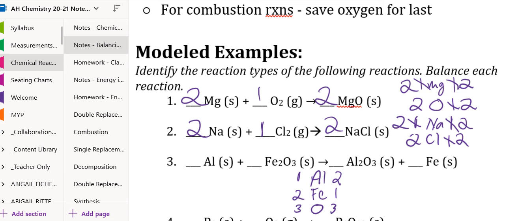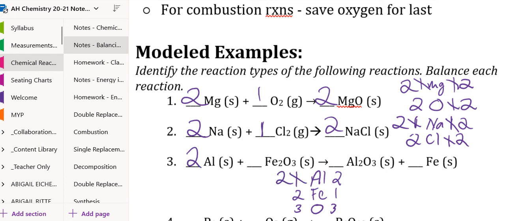So the good news is the oxygens right now are balanced, right? So do I need right now to add a coefficient to the Fe2O3 or the Al2O3? No, because the oxygens are balanced, but the aluminums and irons aren't balanced. So what am I going to do? I have 2 aluminums in my products right now and 1 in my reactants. So what can I do to balance that? I can put a 2 in front of aluminum in my reactants.